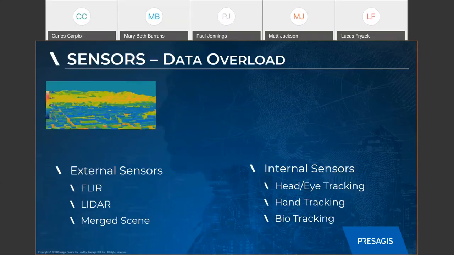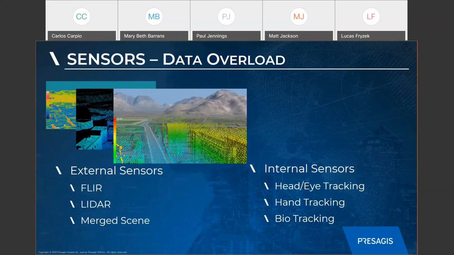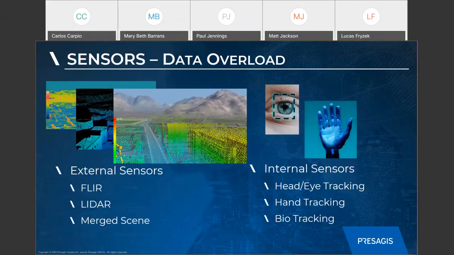The challenge is obviously with things like external sensors, we've got FLIR, LiDAR, and we can merge scenes as well. So we have all the challenge of these new external sensors, but we don't just have external sensors, we have internal sensors inside for the user. So how do you interact? Head, eye tracking, hand tracking, bio tracking of the user as well. So these are all new things that have to be handled inside an HMI. Now, we don't have to use all of these things, but people want to use these things.